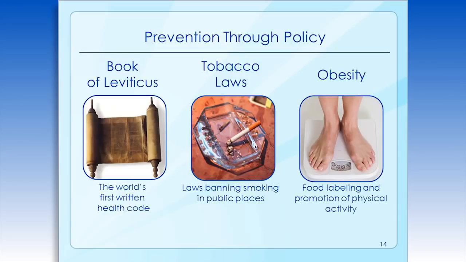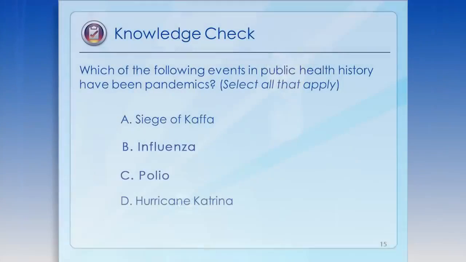Policies and laws related to food labeling, minutes of physical education and recess for children in schools, and even access to healthy foods and safe places to be physically active in communities. These are all examples of prevention through policy that can impact obesity in a positive way. So to summarize this section of the course, we work in public health to prevent epidemics and the spread of disease and injuries, protect against environmental hazards, promote and encourage healthy behaviors, and respond to disasters and outbreaks.